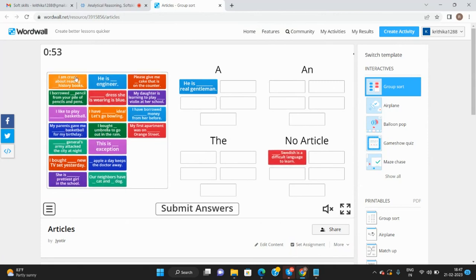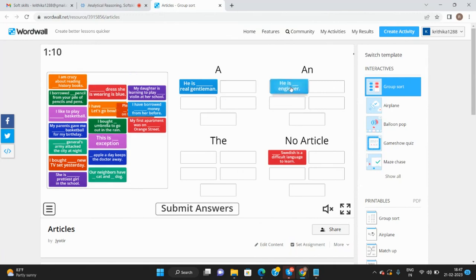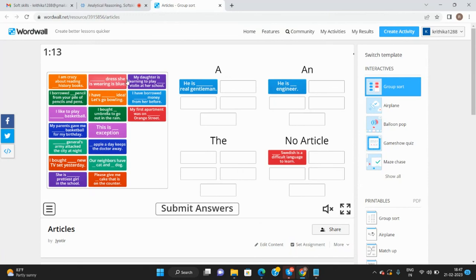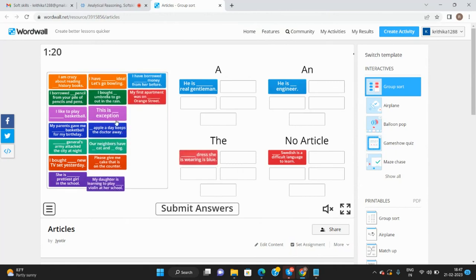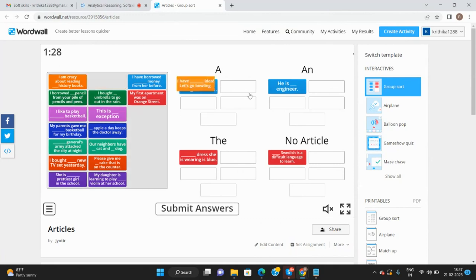Okay. I am crazy about reading dash history books. We'll come to that later. He is dash engineer. Super. Dash dress she is wearing is blue. The dress. Okay. I have dash idea. Let's go bowling. I have an idea. Super.